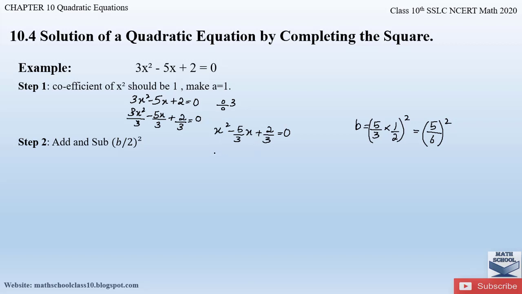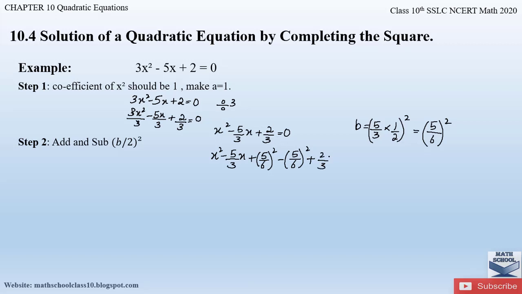So I'm going to show you here, that is x square minus 5 by 3x. After this x term, we are going to add and subtract this term 5 by 6 the whole square. So plus 5 by 6 the whole square minus 5 by 6 the whole square plus 2 by 3.